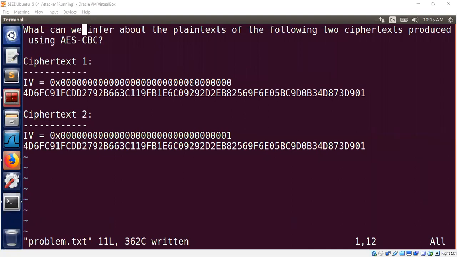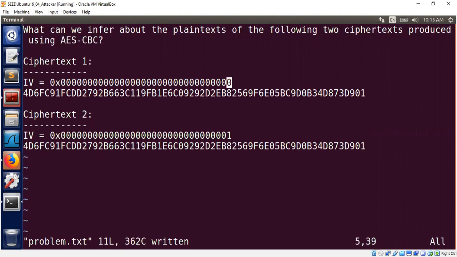Today I will talk about an interesting problem related to AES in CBC mode. Let's get straight into the problem now. The problem is asking us what can we infer about the plain text of the following two ciphertexts produced using AES CBC. Let's pay close attention to the ciphertext now.